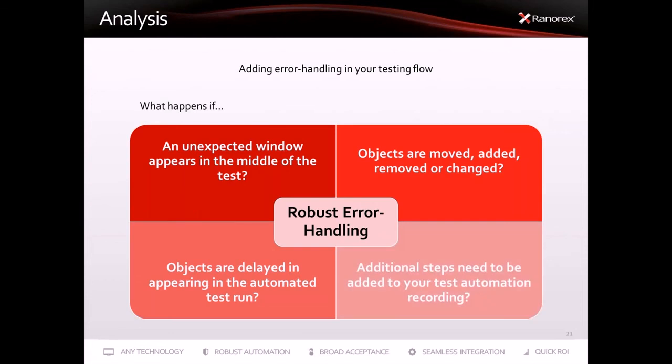Additional steps need to be added to your test automation recording. So what happens if there's additional steps needed right in the middle of the test? Do I have to re-record? Our thought here at Ranorex is that if you wouldn't rewrite a manual test case, why should you have to with an automated test case? You shouldn't have to do that.